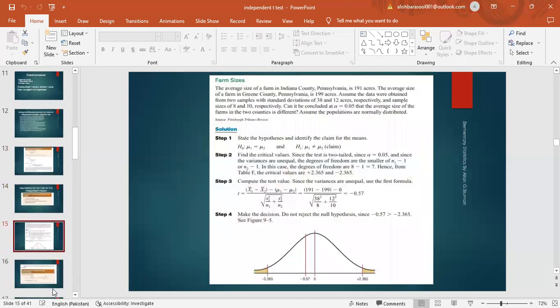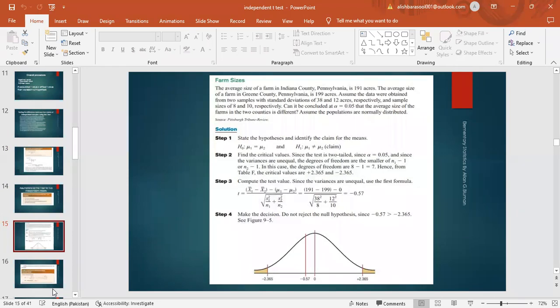This is an example. The average size of a farm in Indiana County, Pennsylvania is 191 acres. The average size of a farm in Greene County, Pennsylvania is 199 acres. Assume that the data were obtained from two samples with standard deviations of 38 and 12 acres respectively, and sample sizes of 8 and 10 respectively. Can it be concluded at alpha 0.05 that the average size of the farms in the two counties is different? Assume the populations are normally distributed.